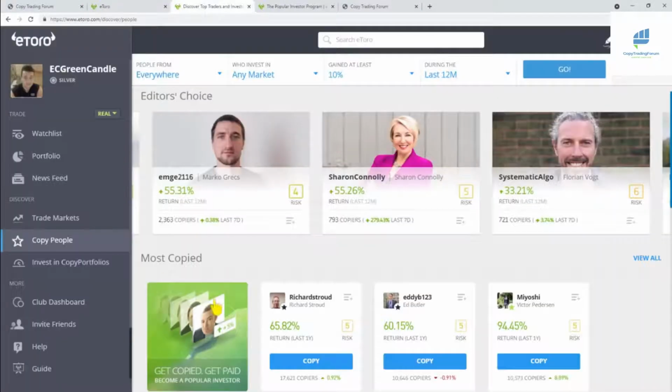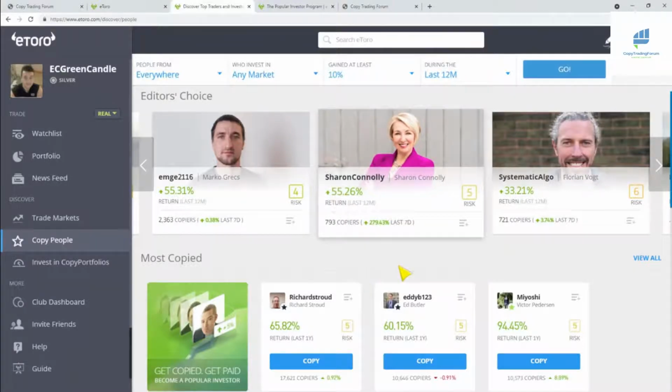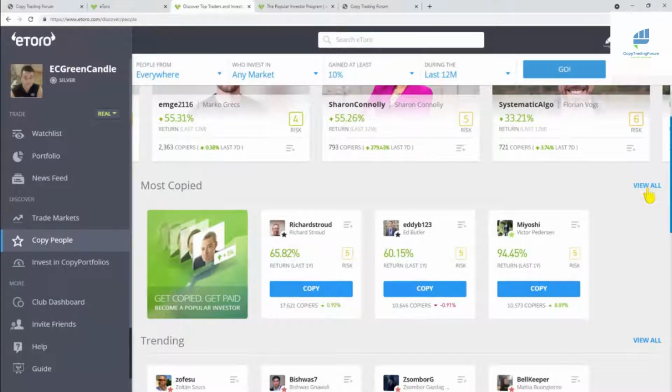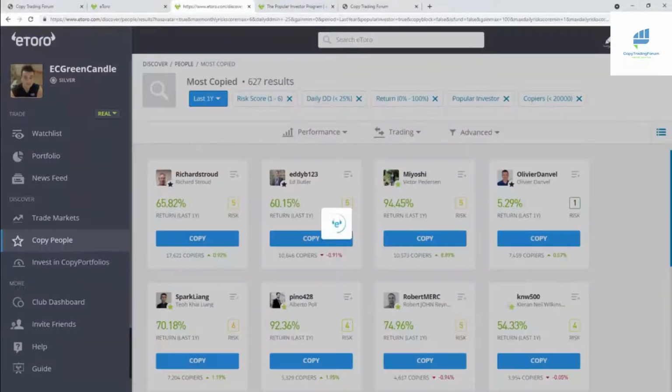So if I go back to copy people here, so let's just pick any of these, one of the most copied. Okay, so let's go into the most copied and view all. So these are the most copied people on eToro at the moment.